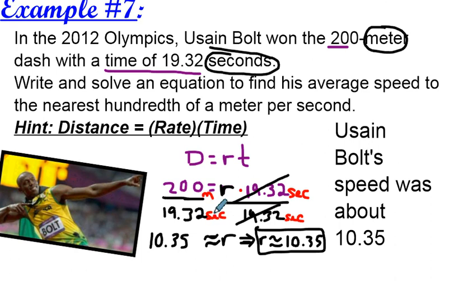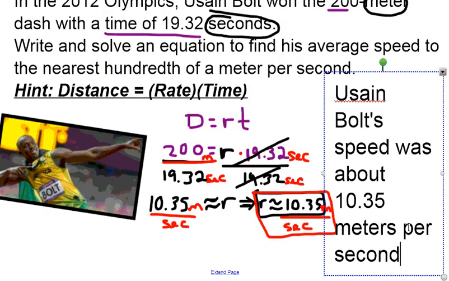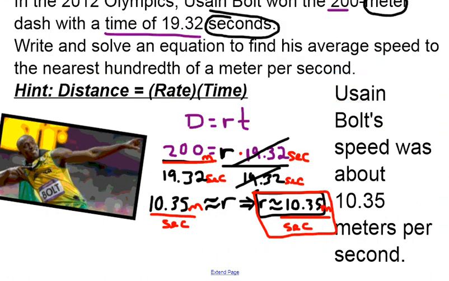So right there you can see the units, meters. The division bar is per, so meters per second. I can include that in my answer, meters per second. There's my answer, 10.35 meters per second. That is my rate. So when you'd be writing your answer out, you can say 10.35 meters per second. And that fully answers this word problem.